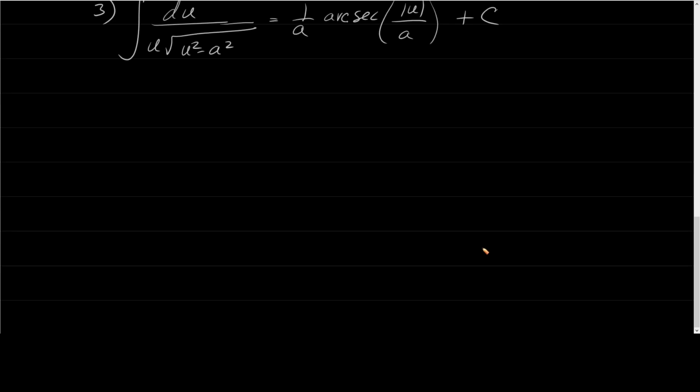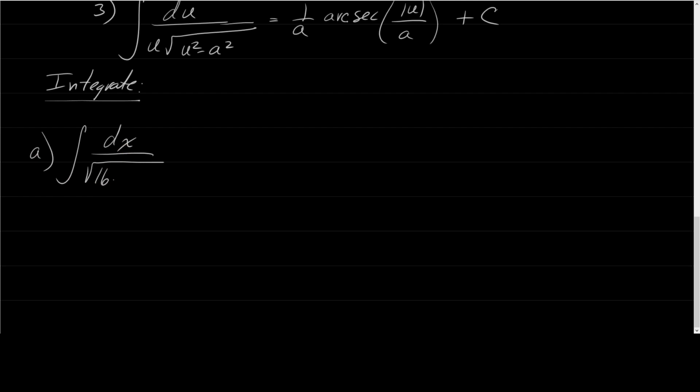Here the instructions overall are going to be just integrate or evaluate the integral. So here we go. We have the integral of dx over the square root of 16 minus x squared. You know what? I'm going to rewrite this as 1 over that times dx. Same exact thing.